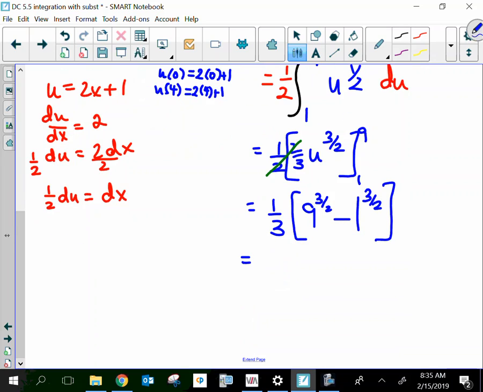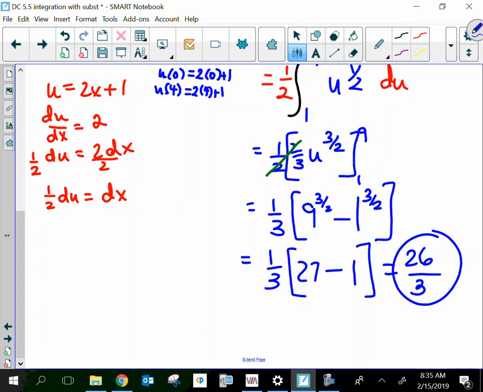Okay, so what is 9 to the 3/2 power? Square root of 9 to the 3rd power, right, Jenny, is 27. 1 to any power is 1. All right, so what's that number? 26 over 3. I'm done with it.